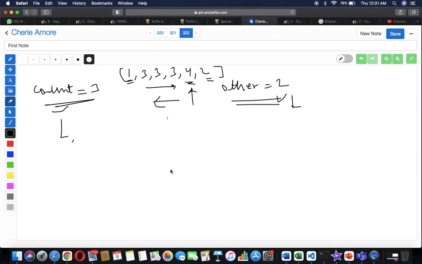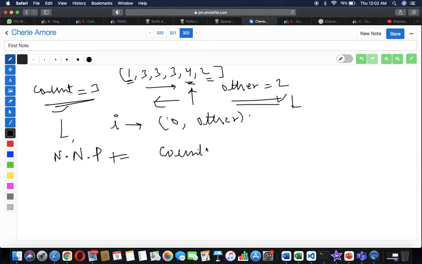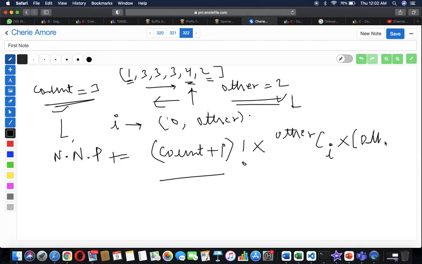Mathematically, if I iterate over a variable I, where I ranges from 0 to other, my not nice permutations will basically be an addition of (count plus I) factorial, which is basically the number which will be present on the left, into other C I. I'm selecting the numbers out of others that will be present on the left, into the numbers which are now present on the right, which will be (other minus I) factorial, right? Let me explain what I've done.